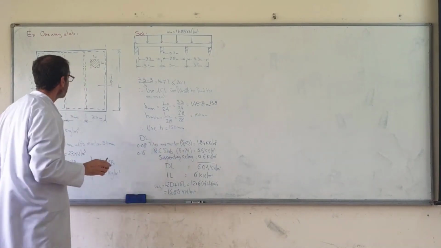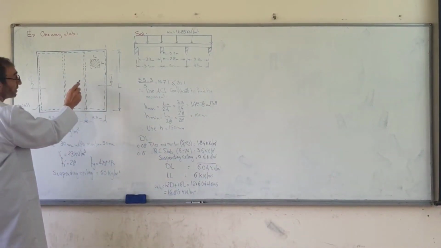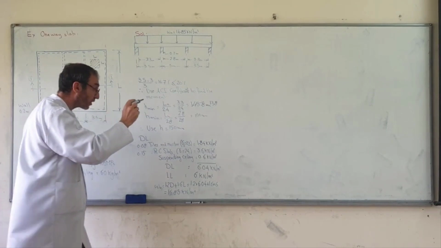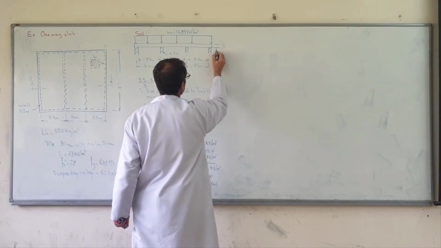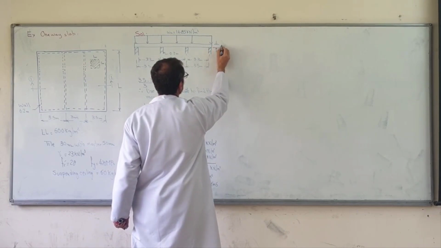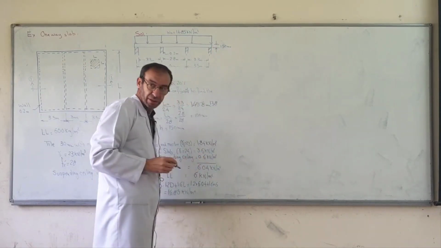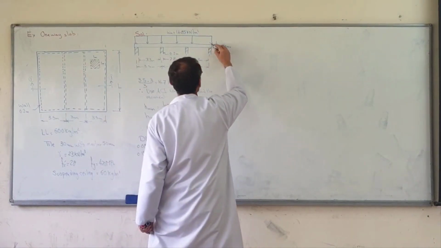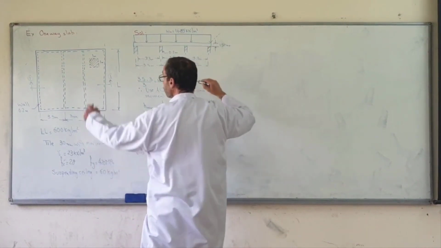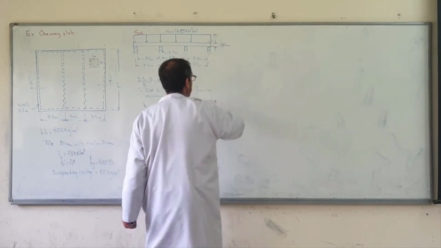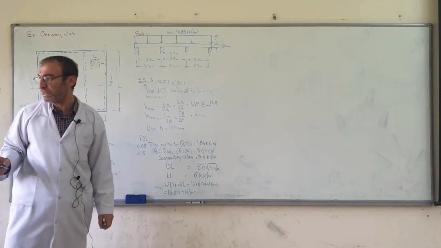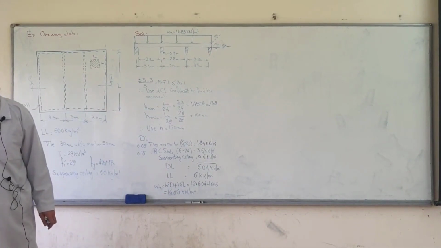We design the slab for 1 meter, just 1 meter. Then we take a thickness, this thickness H is equal to 150 millimeters. The width of the slab, we design the slab for 1 meter. Then B is equal to 1 meter.